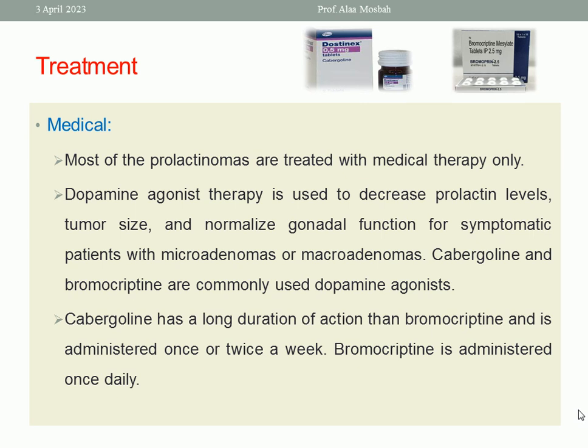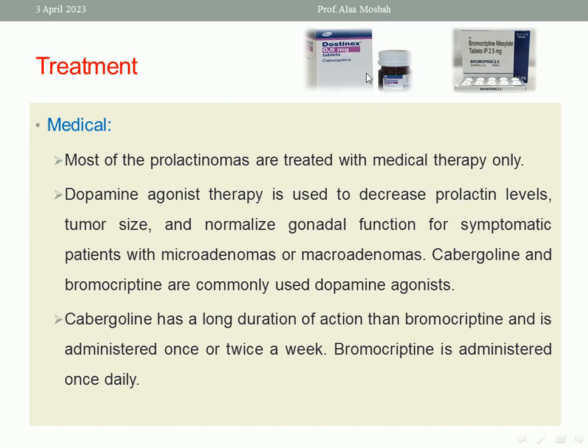Dopamine agonist therapy is used to decrease prolactin level, also tumor size, and normalize gonadal function for symptomatic patients with microadenoma or macroadenoma. It's very nice. And here is a picture of two different categories of dopamine agonist. Cabergoline, this one, 0.5 milligram per tablet, is given every week.